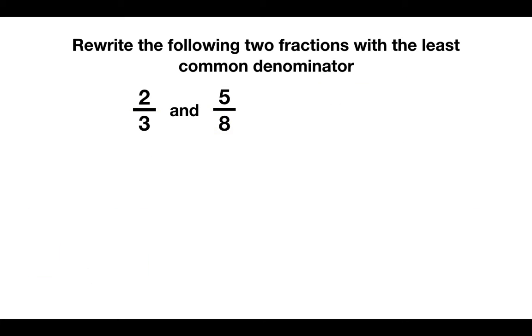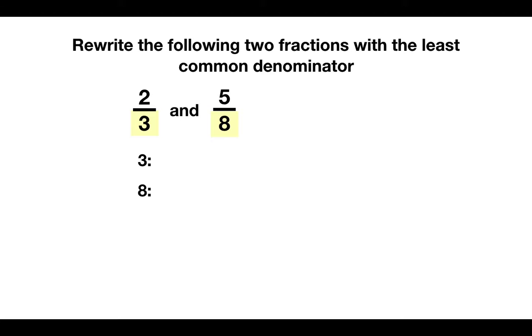Now here's your last problem for today. Rewrite the following 2 fractions with the least common denominator. Well, we're looking at the fractions 2/3 and 5/8. That means we have a denominator of 3 and 8, so we should skip count by 3 and 8.